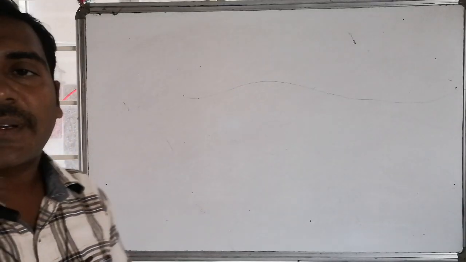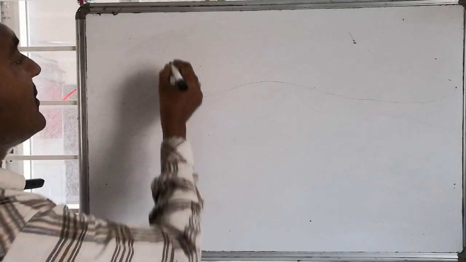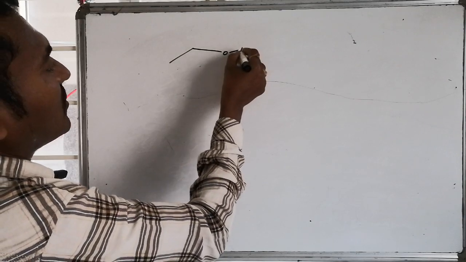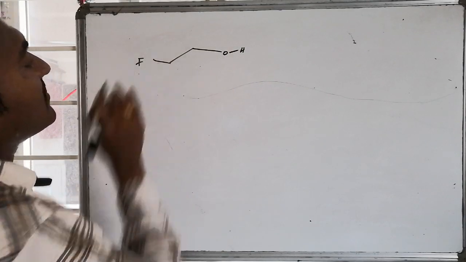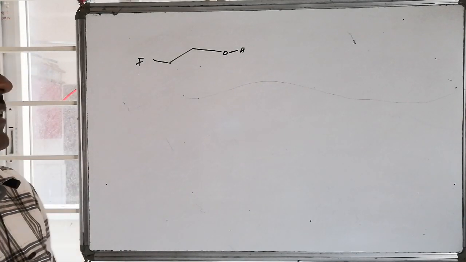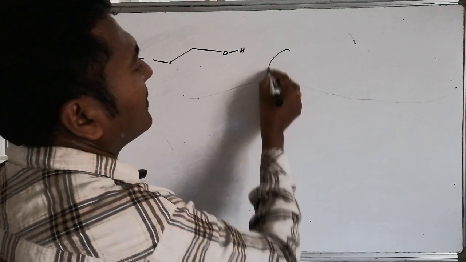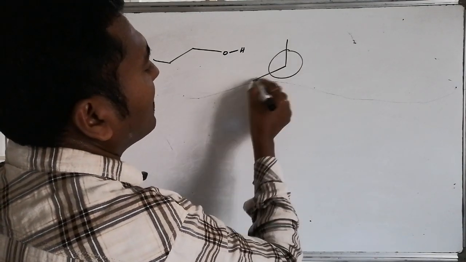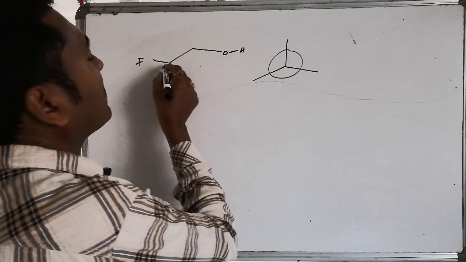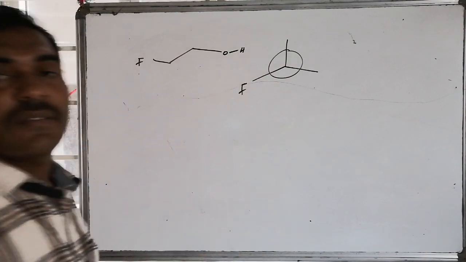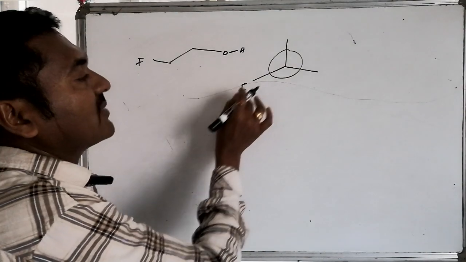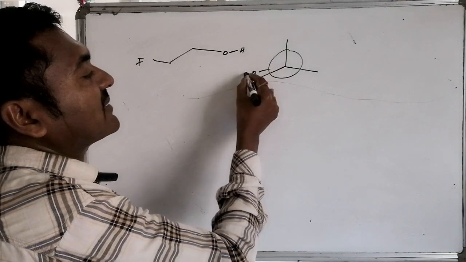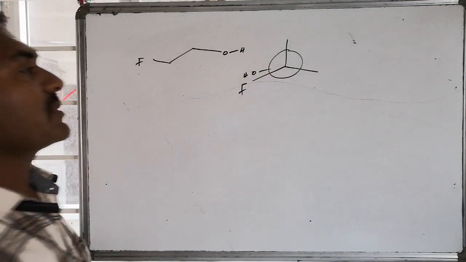Let us go for 2-fluorohydroxyethane. This is a structure, whereas this 2-fluorohydroxyethane has conformers, all possible varieties of conformers. Let us feel it as fluorine is the reference, followed by OH at the back side as reference. In this way this can be present.